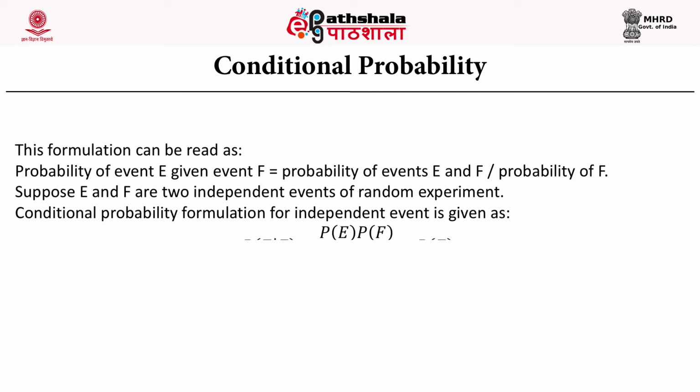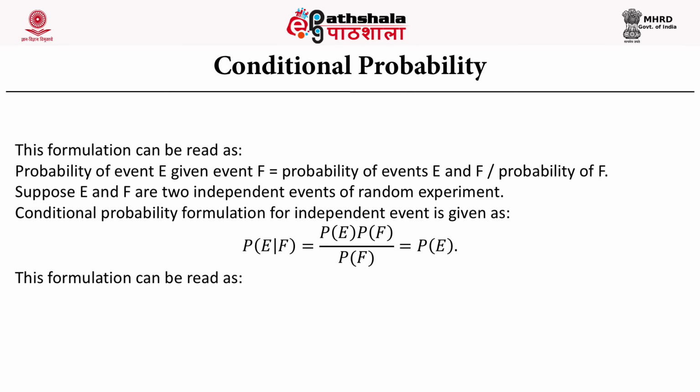Suppose E and F are two independent events of a random experiment. The conditional probability formulation for independent events is given as probability of E given F, which is equal to probability of E into probability of F divided by probability of F. So probability of F gets cancelled, and we are left with probability of E. This can be read as probability of event E given F is equal to probability of E. That means the occurrence of event E does not depend upon whether event F occurs or not.